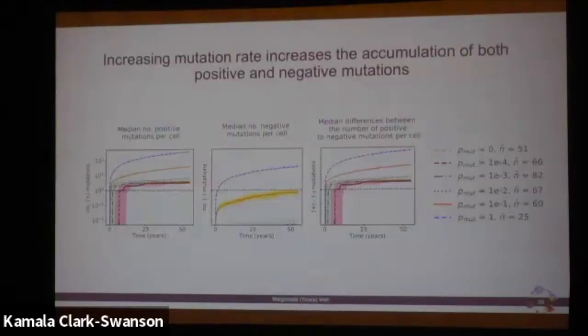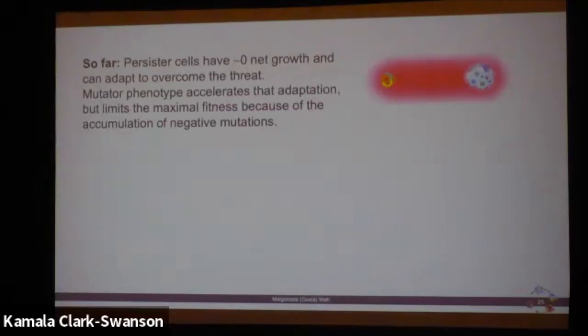Finally, very quickly here, mutations, both positive and negative, accumulate. But what we see is that cells with higher mutation rates accumulate a lot more positive and negative mutations than cells with lower mutation rates. And okay, I know I've been talking a lot. So far, the conclusion from all of this is that yes, persister cells have approximately zero net growth and they can adapt to overcome the treatment.